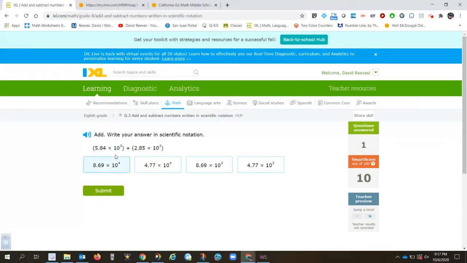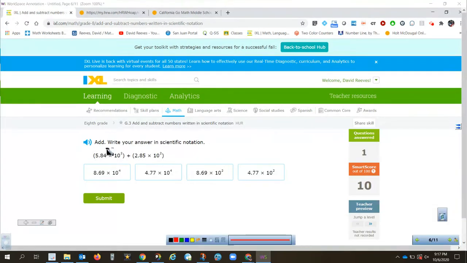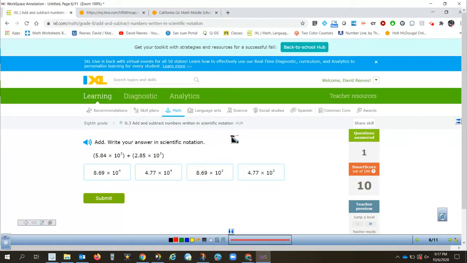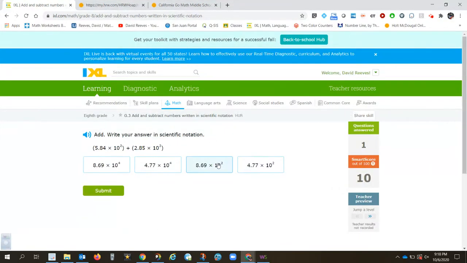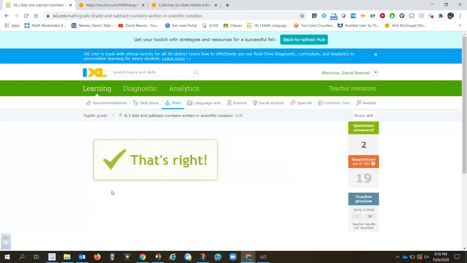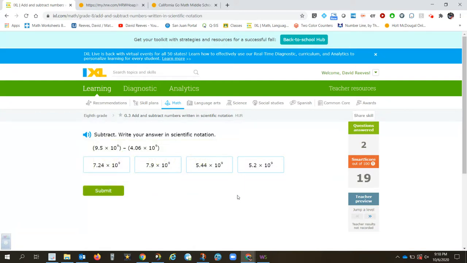All right, so once again, the powers of 10 are the same. 5.84 plus 2.85. So I'm going to add those together. 4 plus 5 is 9. 8 plus 8 is 16. Carry the 1, and we get 8.69, right? 8.69, and the powers of 10 stay the same. So 8.69 times 10 to the second power is what we are looking for. All right, and that's right, Mr. Reeves.